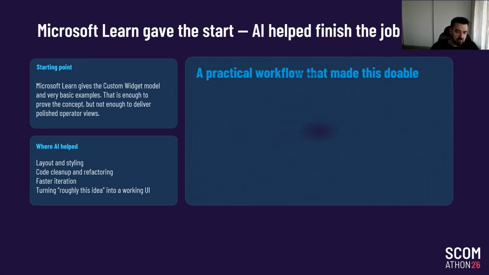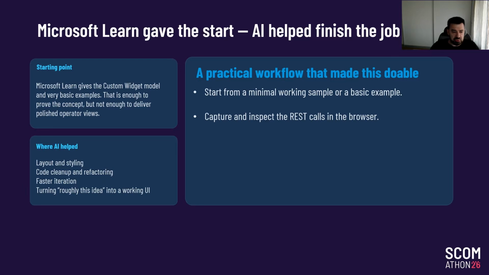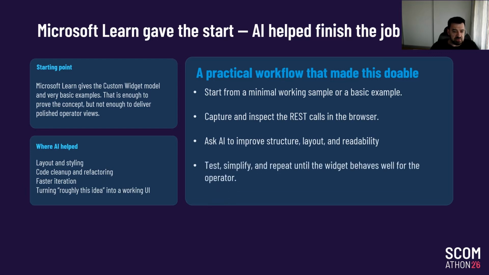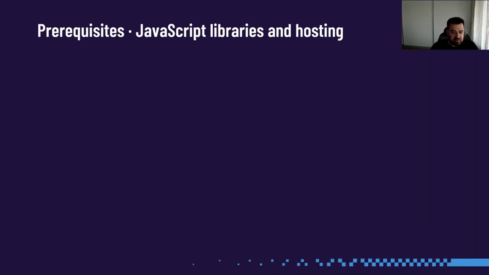The practical workflow that made this doable was very simple. Start from a minimal working sample or a basic example. Capture and inspect the REST calls in the browser when doing troubleshooting. Ask AI to improve structure, layout, and readability. Then test, simplify, and repeat until the widget behaves well for the operator. And the key beginner message is this: you don't need to be really proficient in coding in order to get this done. Let's see shortly what the prerequisites for this are.